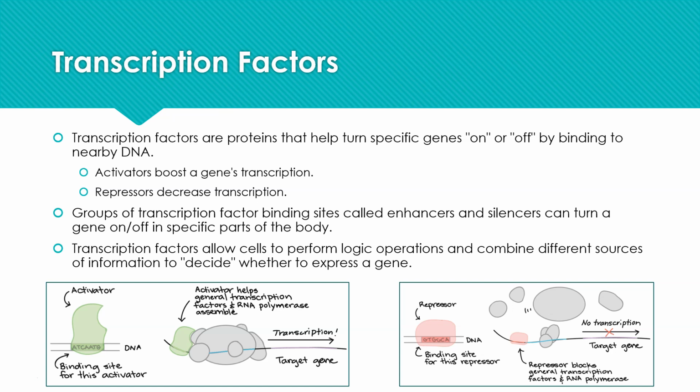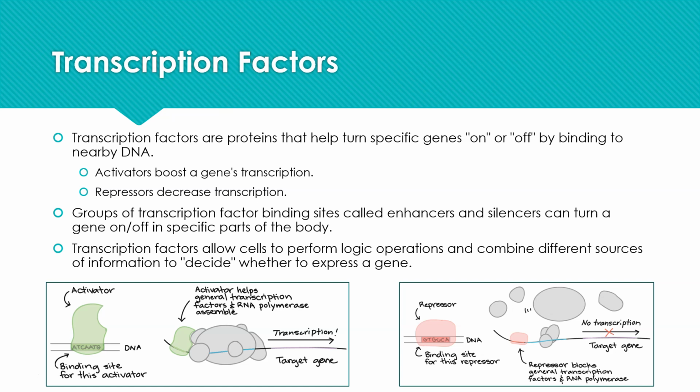And so you can see in the image down the bottom on the left, you have an activator that has bound to its binding site. And what it does is it interacts with the RNA polymerase and it helps boost and promote that RNA polymerase during the transcription. So you can see how the activator is going to interact with RNA polymerase so that transcription does happen of that target gene.